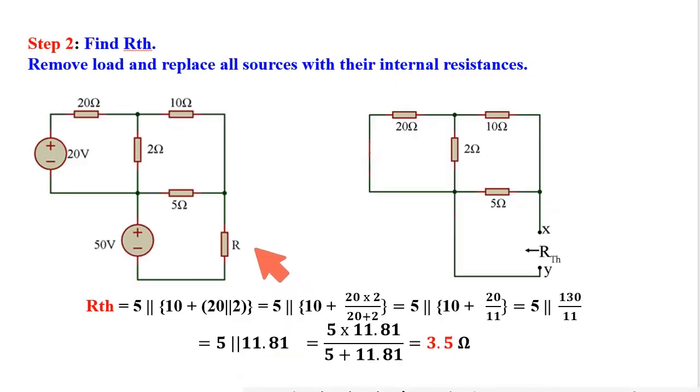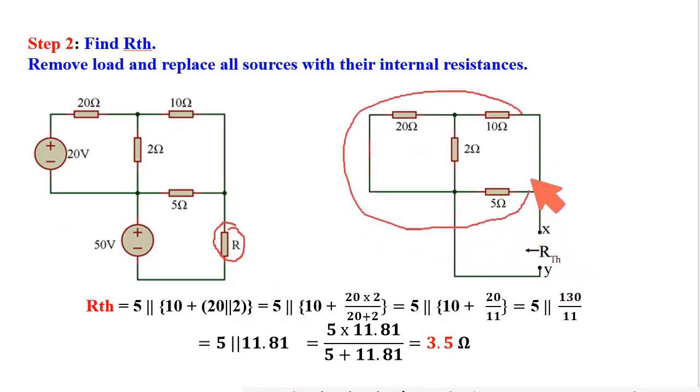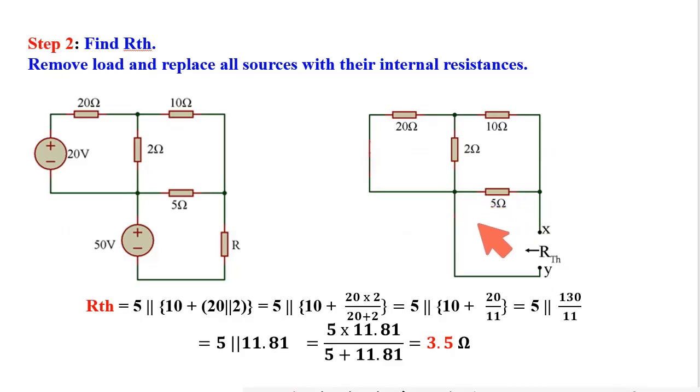Next, calculating RTH, removing this load. Looking through these points X and Y, we get the equivalent resistance of this resistive network, that is RTH. If it is difficult to understand which one is parallel and which one is in series, then redraw this as a simple one. I am starting from this X point. Here I got two paths: one is 5 ohm, another one is 10 ohm.